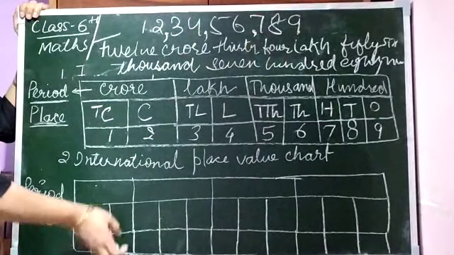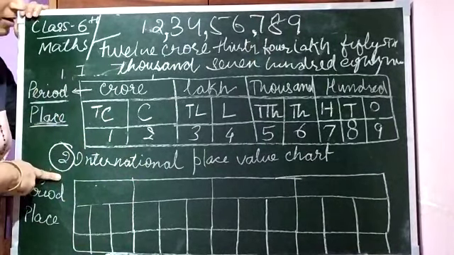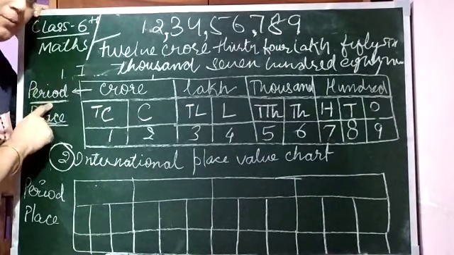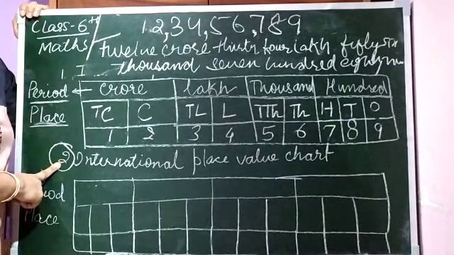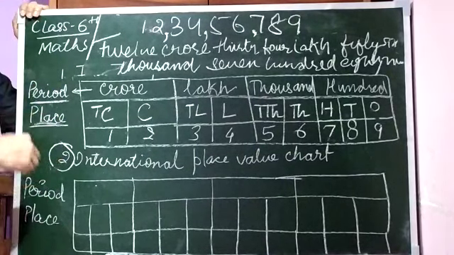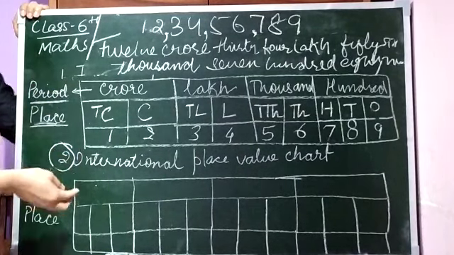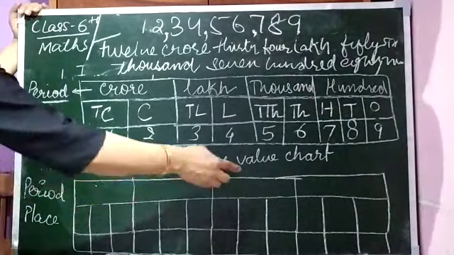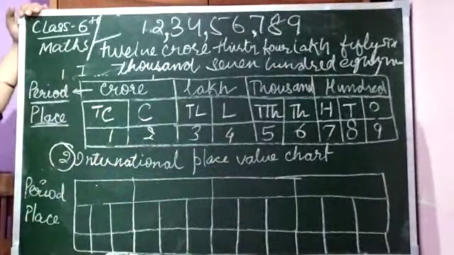Okay. Now let us come to the next topic. First we have read about the Indian place value. Then we will read about the international place value chart. Here we are writing in international notation. Okay. So let us see. Here I have made just a table like this only, but here a little bit of changes there.